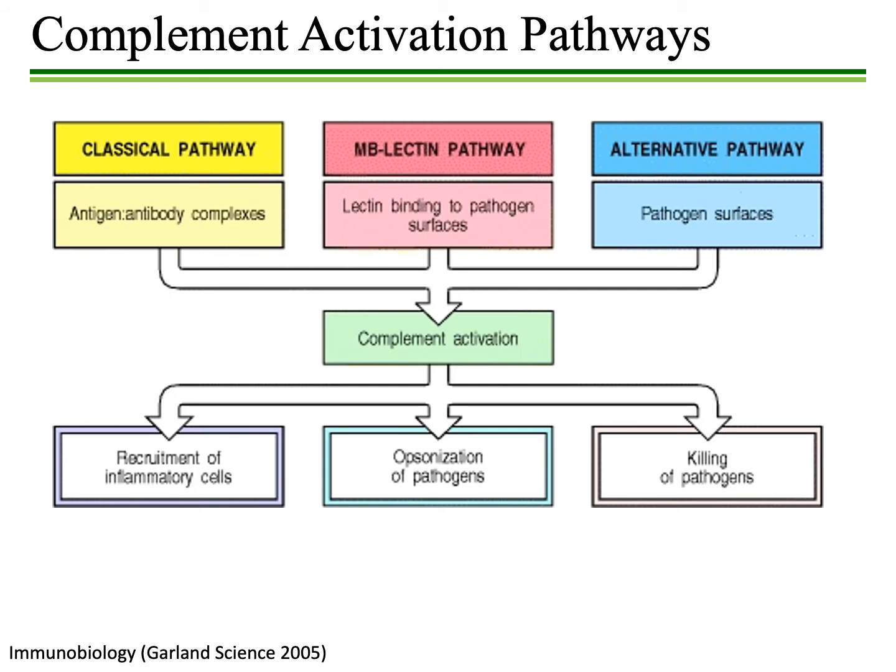There are, in fact, 3 distinct ways that can activate the complement system. There's something known as the classical pathway, the mannose-binding lectin pathway, or MB-lectin pathway, and the alternative pathway. The classical pathway is the only one of the 3 that does require antibodies to help with the activation mechanism. The other 2 occur without the help of antibodies.